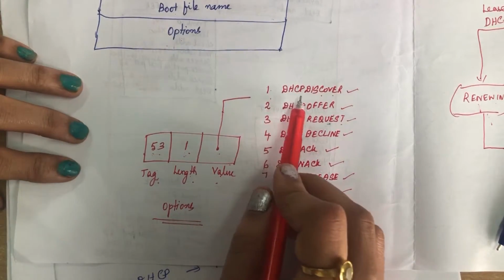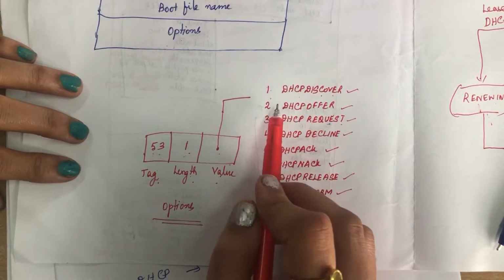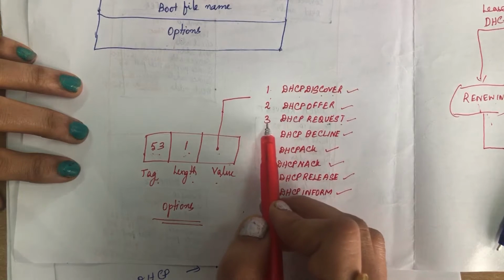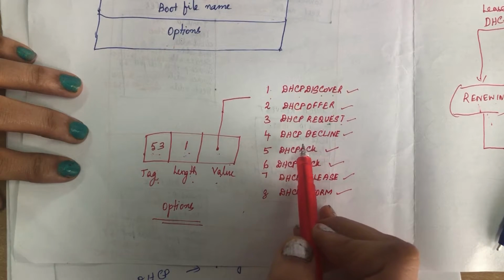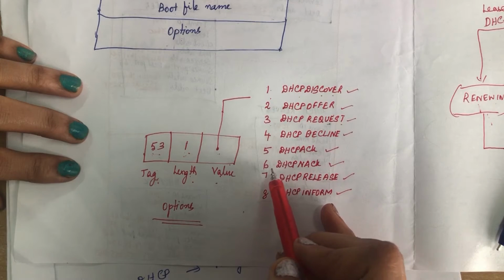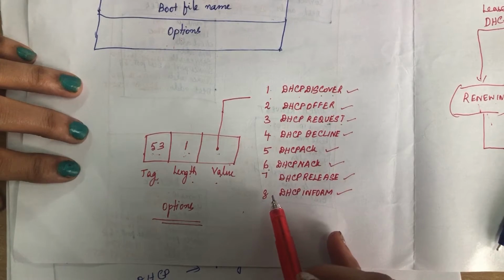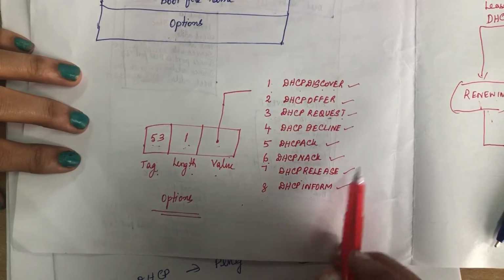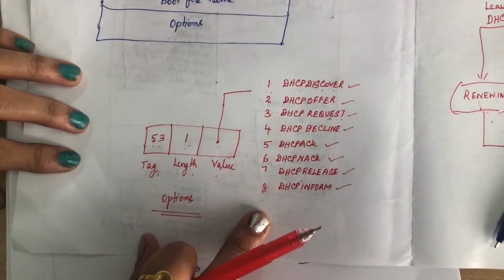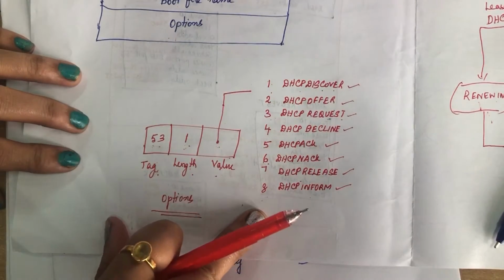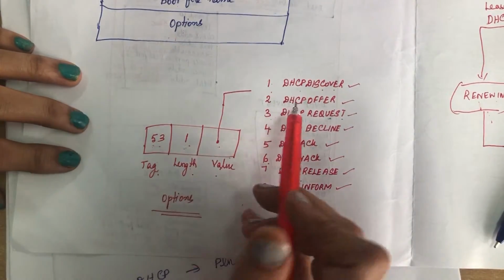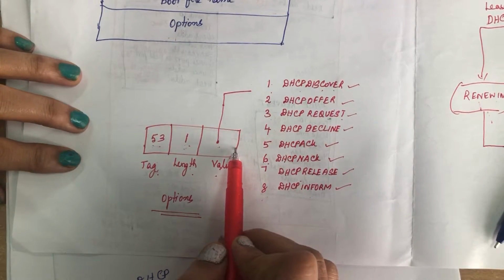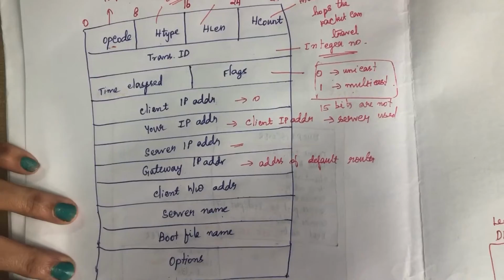If it is 1, it represents the message DHCP discover. If it is 2, it represents DHCP offer. DHCP request is 3, and 4 is DHCP decline. 5 is DHCP acknowledgement, and 6 is DHCP negative acknowledgement. 7 is DHCP release, and 8 is DHCP inform. So we can send all these 8 messages, and whichever message we choose, that value will be represented. Suppose we are going to do DHCP discover, the value 1 will be mentioned here. So this is the message format of DHCP.